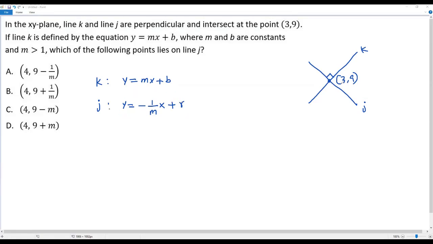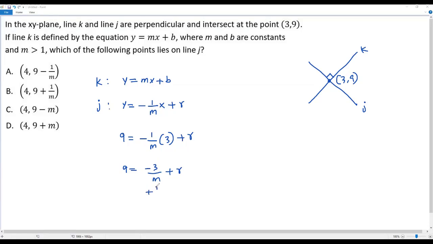That means we have to plug in this x coordinate 3 for x over here and y coordinate 9 for y over here. So when I do so, I'm getting 9 equals negative 1 over m times 3, plus r. So I plug in the x coordinate 3 for x over here, positive r. Okay, now let's solve for r in this equation. Then we get 9 equals, when I multiply this negative 1 and 3, negative 3 divided by m, positive r.